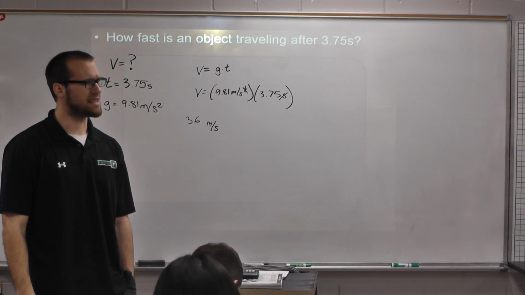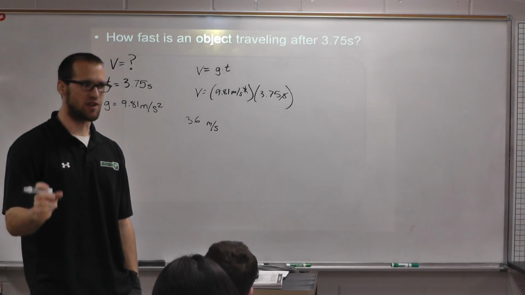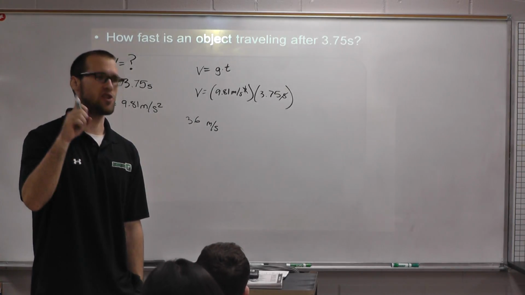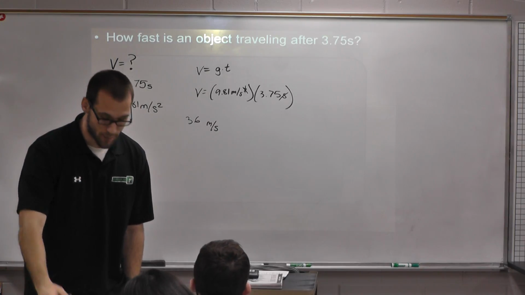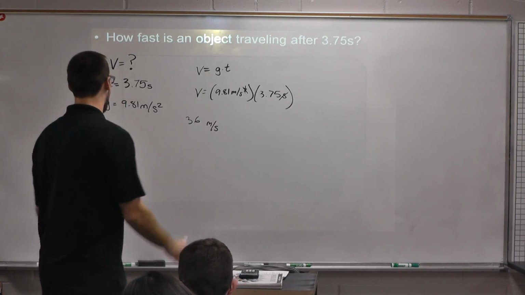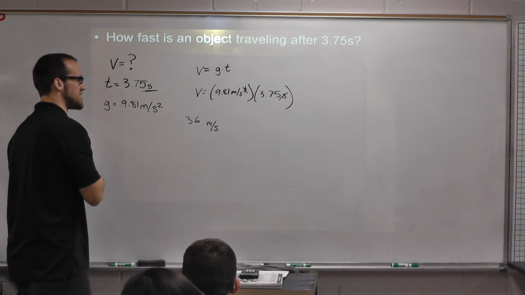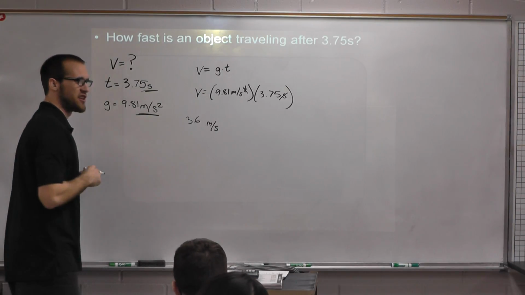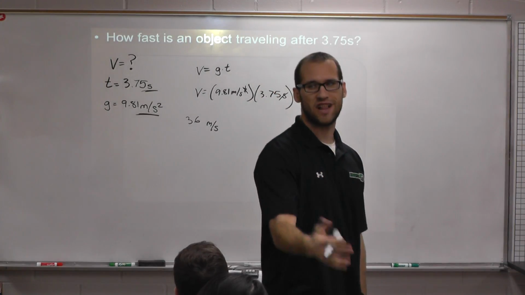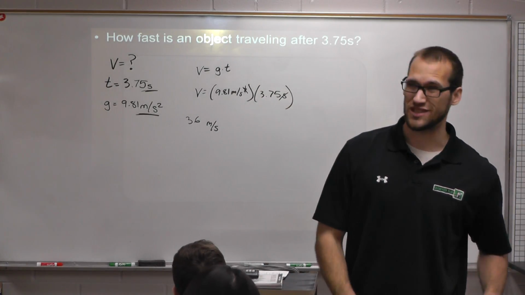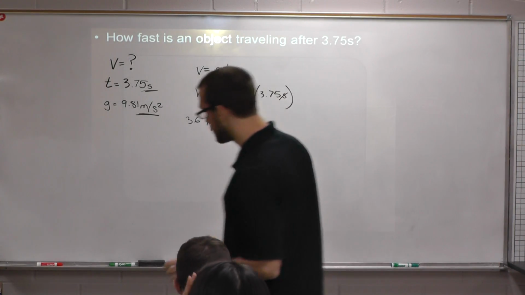Now, remember how I said if all your other units are in their most common units, your answer will also come out to be in its most common units. So all you need to look at is: is this the typical unit for time? Is this the typical unit for acceleration? And the answer is yes and yes. So what is your typical unit for velocity? Meters per second. Okay?